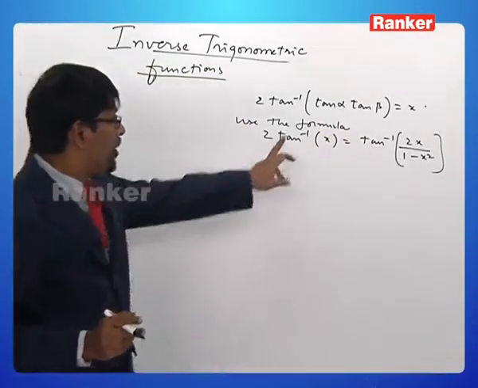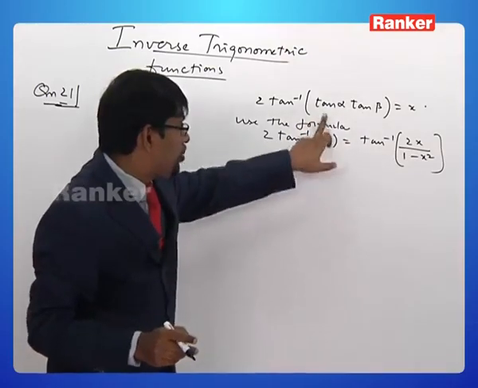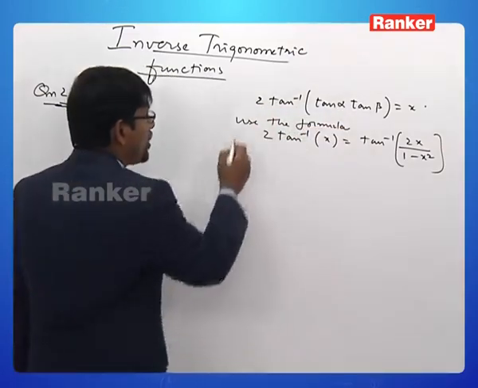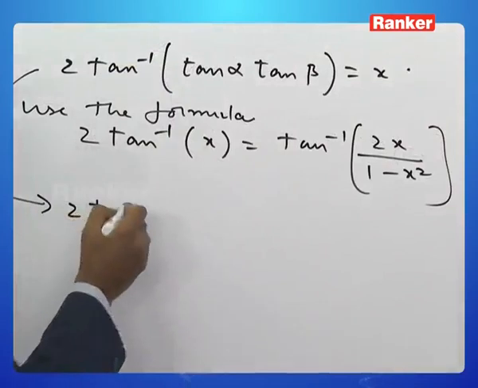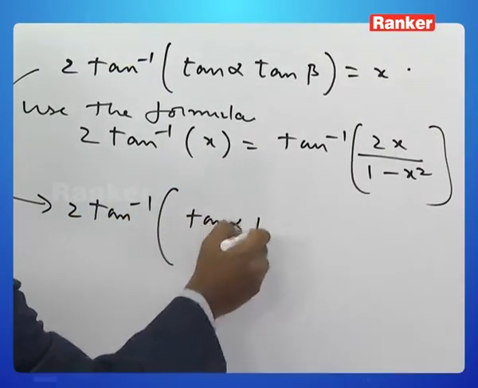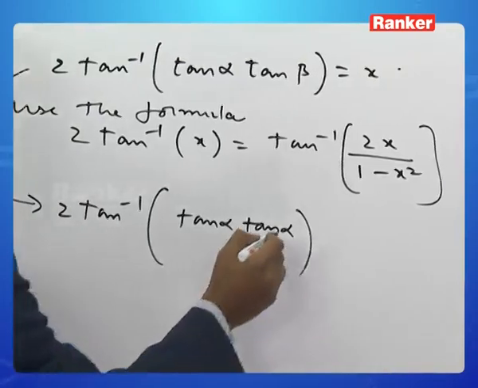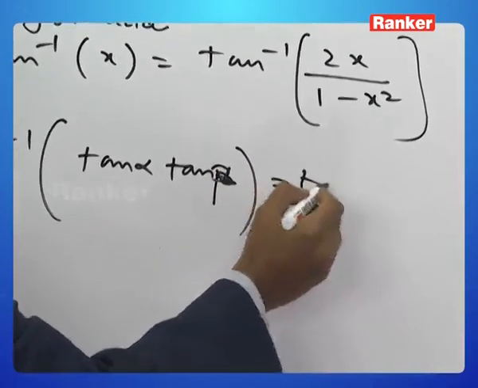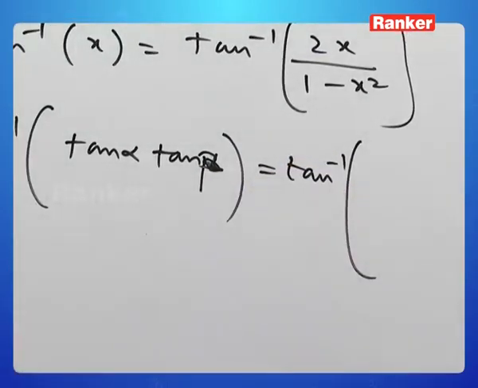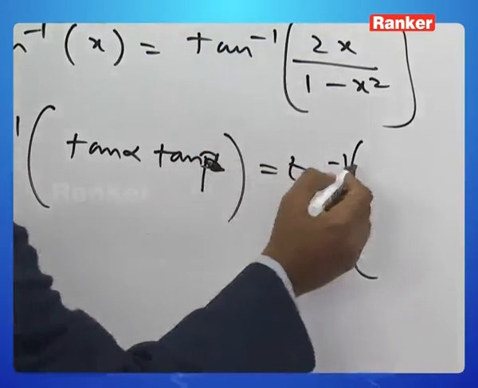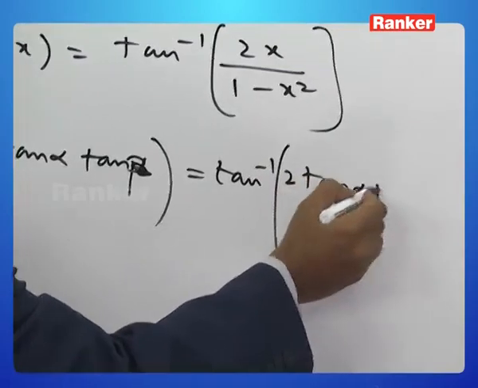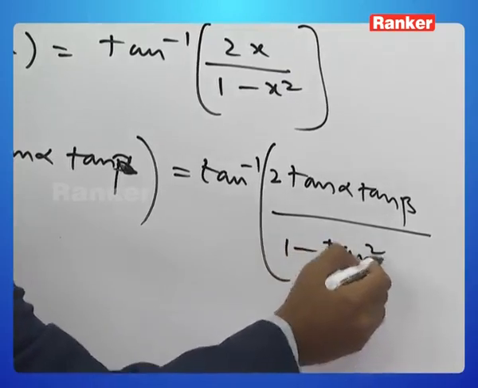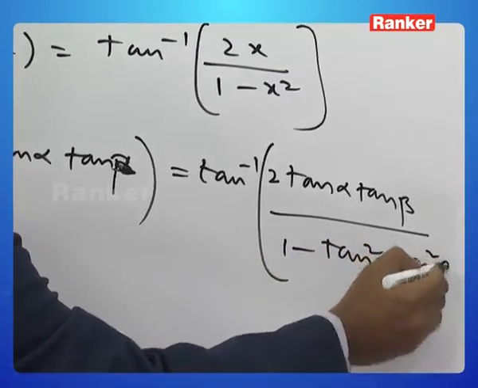So, instead of x, what do you have here? Instead of the input x for this 2 tan inverse thing, we have tan alpha tan beta. So, let us write it. 2 tan inverse of tan alpha into tan beta is therefore equal to tan inverse of, instead of x we have tan alpha tan beta, so 2 tan alpha tan beta divided by 1 minus tan square alpha tan square beta.